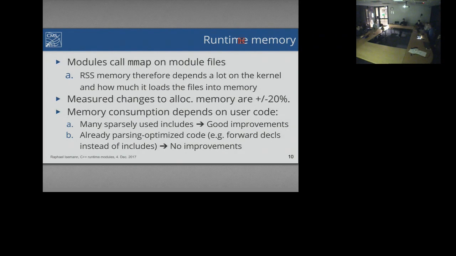But if you use literally everything from a header, then we don't see a lot of improvement, because people already optimized what we're trying to optimize, which is not loading things we don't need. If you already have code that uses forward declarations everywhere possible and doesn't include anything you don't need, then you won't see any improvements. And you still get the overhead from the modules lookup, so this is why memory also goes up.